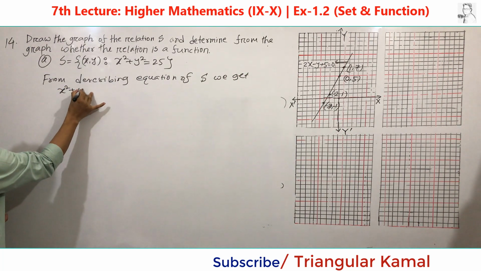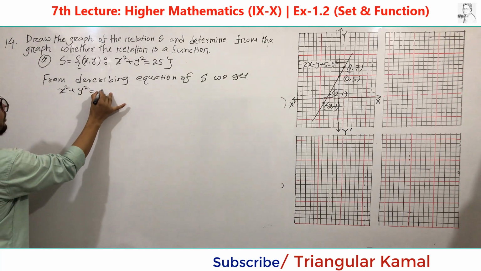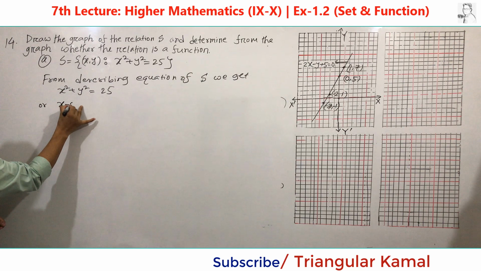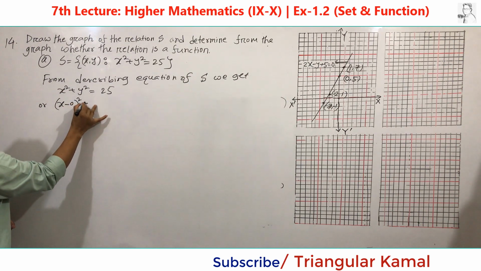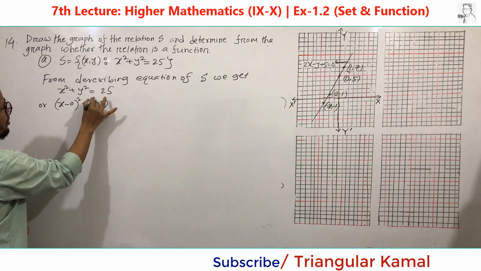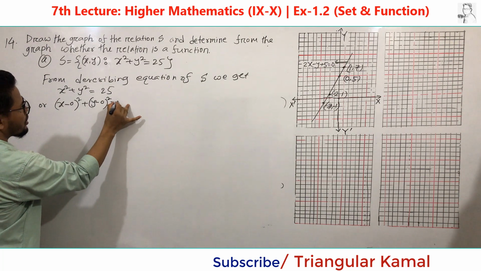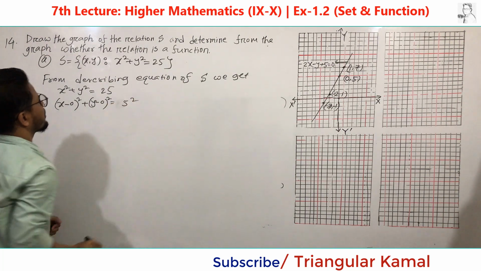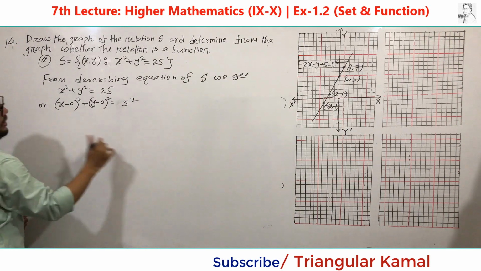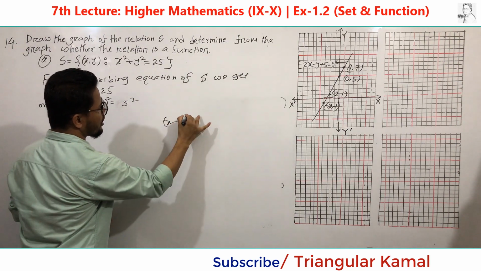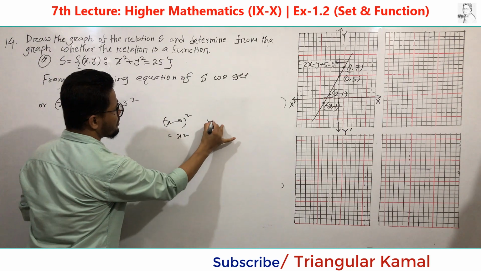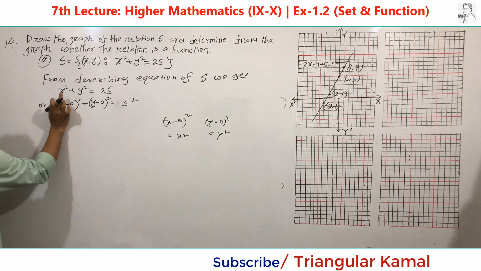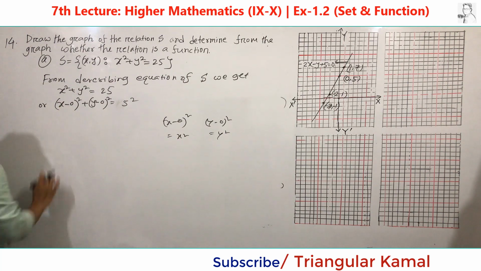x square plus y square equal 25, or this one will be x minus 0 whole square plus y minus 0 whole square equal 5 square. So you can write here 5 square. Basically we write x minus 0 square is equal to x square. Similarly y minus 0 square will be y square. So x square we can write as x minus 0 square.